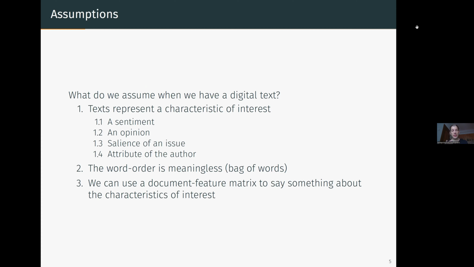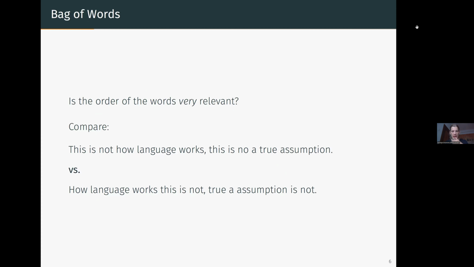Now, what we then did is that we used a document feature matrix to say something about the characters of interest. This bag of words, like I said, basically challenged the idea that word order had any point, or was relevant in any way. So, for example, if you have a sentence like, "this is not how language works, this is not a true assumption," versus something like, "how language works, this is not true assumption is not." That's exactly the same words with a different order. But for the bag of words, it doesn't really matter. You just count the words. And this feels very wrong, but it worked very, very nicely.